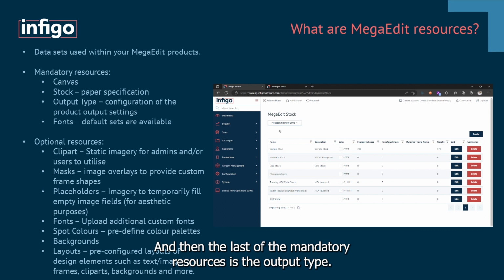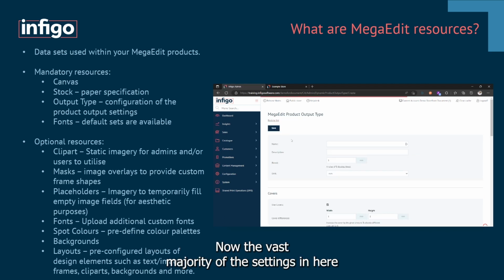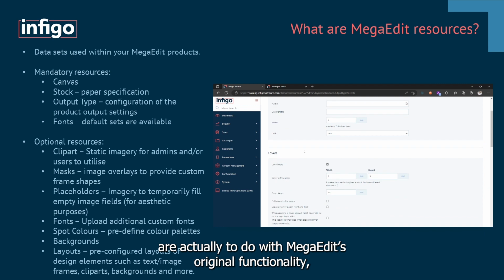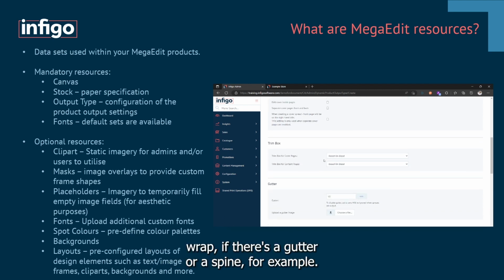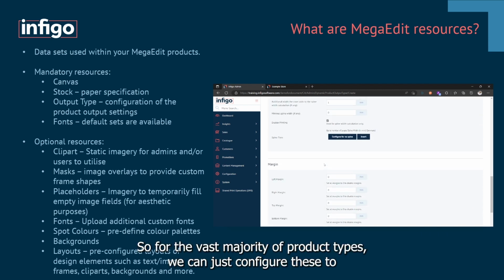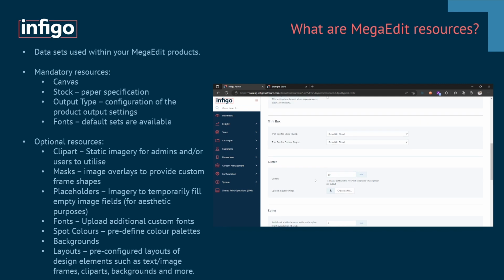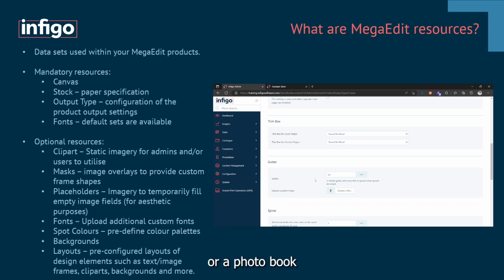And then the last of the mandatory resources is the output type. Now, the vast majority of the settings in here are actually to do with MegaEdit's original functionality, which was primarily targeted at photo books. So it's things like specifying if there's going to be covers on your product, specifying if there's a cover wrap, if there's a gutter or a spine, for example. So for the vast majority of product types, we can just configure these to not be utilized, let's say. Unless you are, of course, configuring some kind of booklet or a photo book where these will be utilized.